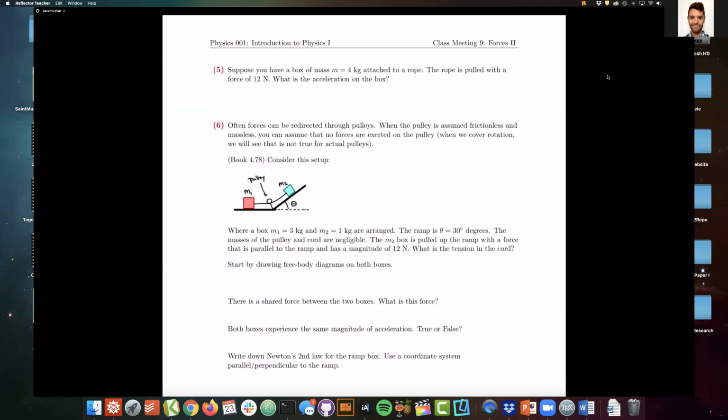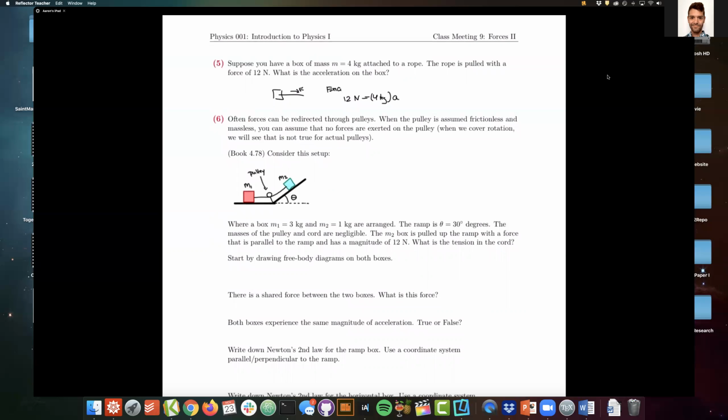Suppose you have a box attached to a rope that is pulled with a force of 12 newtons. What's the acceleration of the box? Seems a lot easier than the ones we just did. You're pulling with some force. F equals ma. This is just a one-dimensional problem, so you don't have to worry about vectors. Essentially, if that's 12 newtons and that's 4 kilograms times the resulting acceleration, the acceleration is 3 meters per second squared. Oh, now I remember where we're going with this.